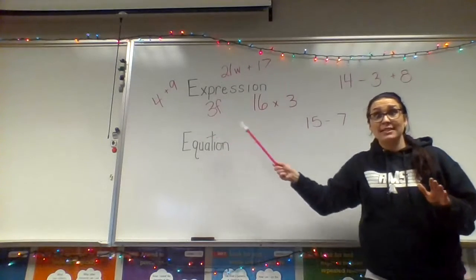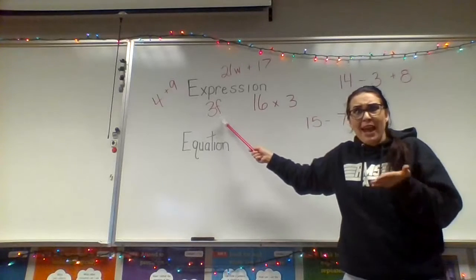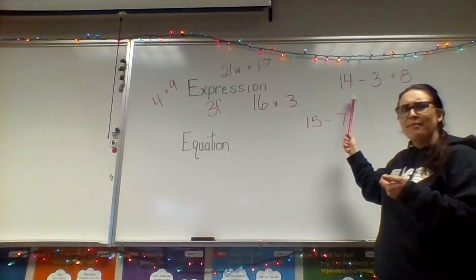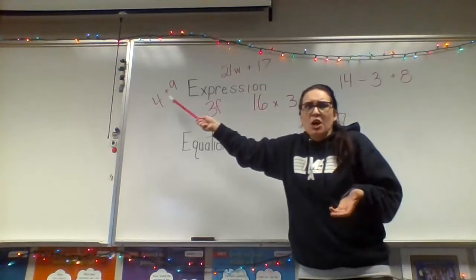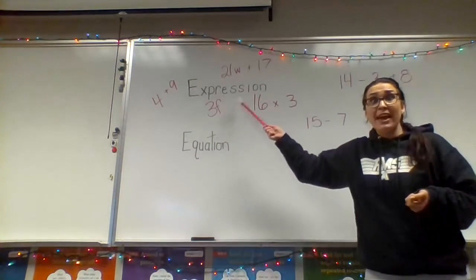All right, my friends, so first, let's talk about this word expression. All of these are examples of expressions. So we have 16 times 3. We have 3f, so 3 is a coefficient, f is a variable. Over here, we got 14 minus 3 plus 8. We got 21 times w plus 17. We got 4 plus 9, right? So all of these, my friends, are expressions.